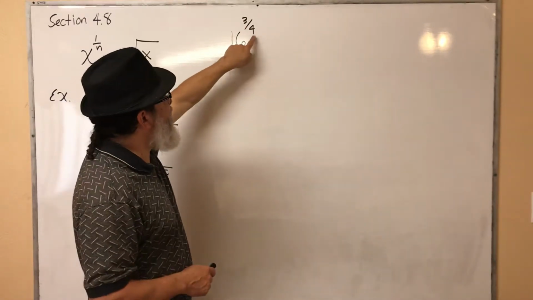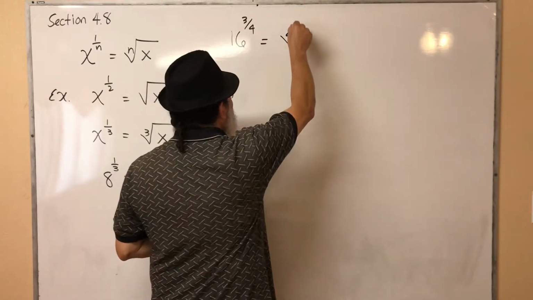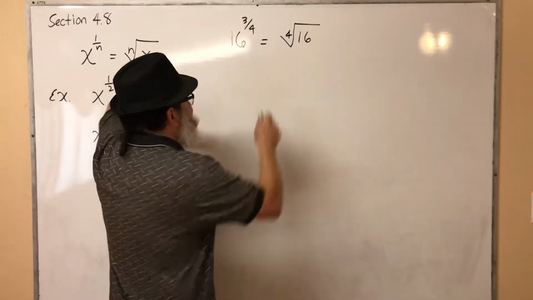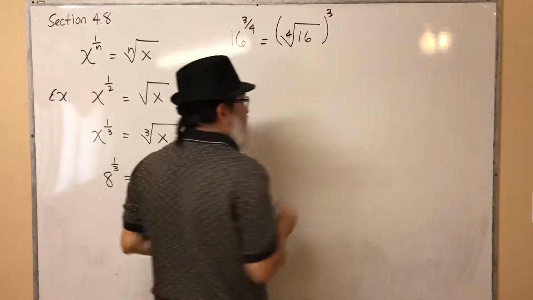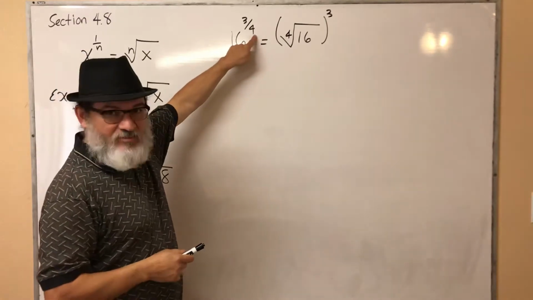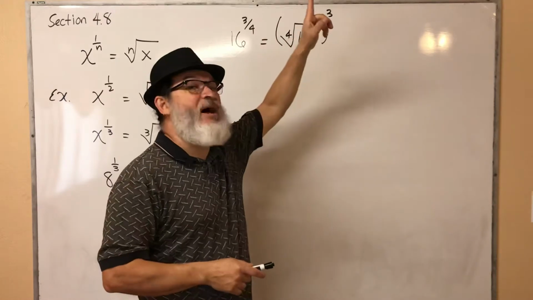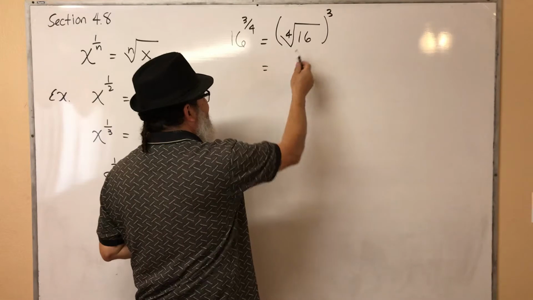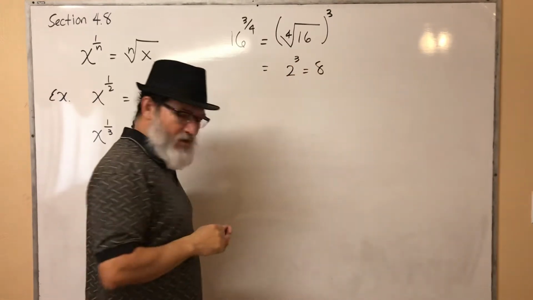So watch this. This denominator tells me that we have the 4th root of 16. And you see this numerator in the power? That's the power. Always, we always take care of the root first. So let me take care of the 4th root of 16 and then raise the power. The 4th root of 16 is 2, and 2 to the 3rd is 8. Okay?